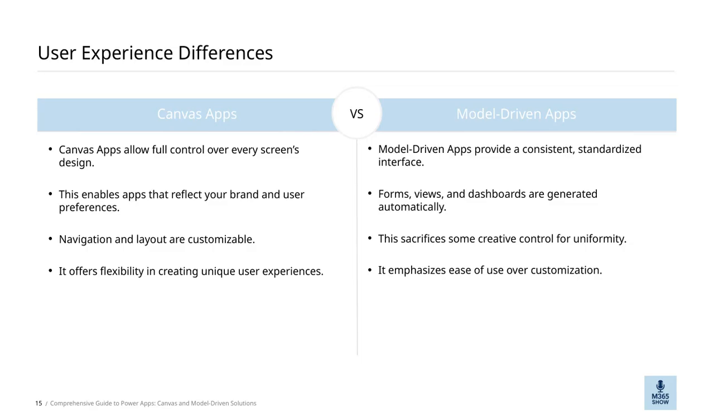Now, let's look at the user experience differences between these two types of apps. Model-driven apps offer a consistent, standardized interface. That means forms, views, and dashboards are generated automatically, which helps ensure uniformity across the app. However, this also means you sacrifice some creative control, as the design is more structured and less customizable. The focus here is on ease of use and consistency, making it ideal for users who need reliable, straightforward interfaces.